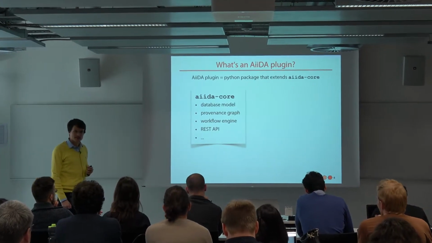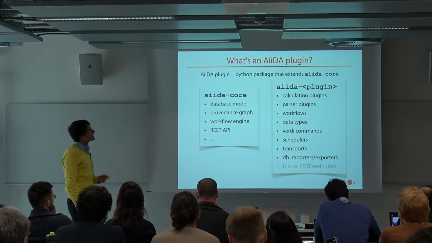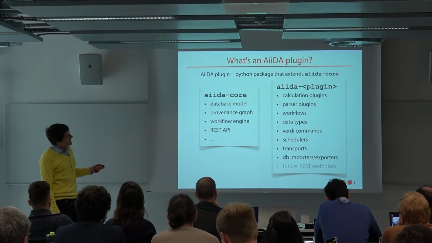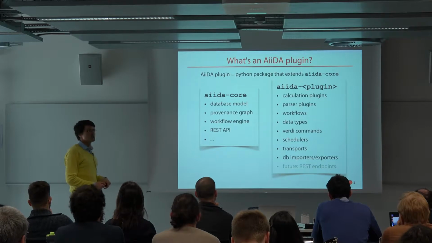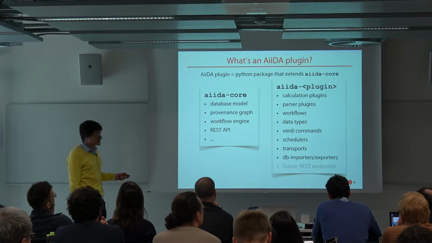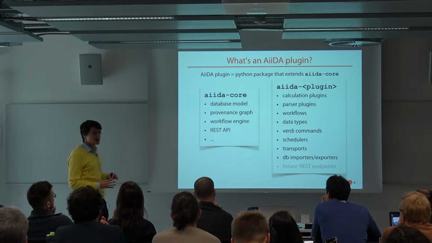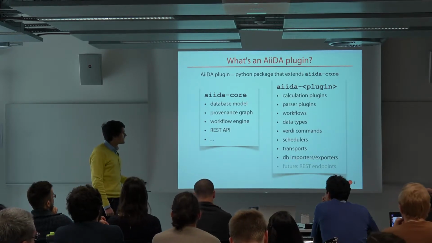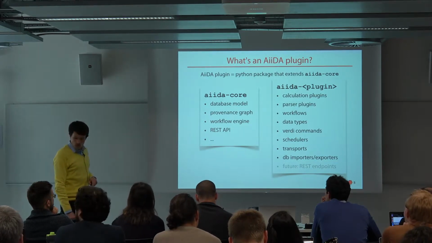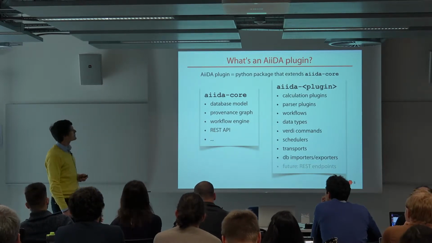So what can AiiDA plugins provide? AiiDA plugins can provide calculation plugins. They can provide parser plugins. And you have seen those as well. They can provide workflows. They can provide new data types. They can provide new verdi commands. They can provide new schedulers. They can provide new types of transport, so the way of how AiiDA talks with the remote computer. And they can provide database importers and exporters. And in the future, we want to extend the REST API as well, so that you can define specific REST endpoints for your plugin.